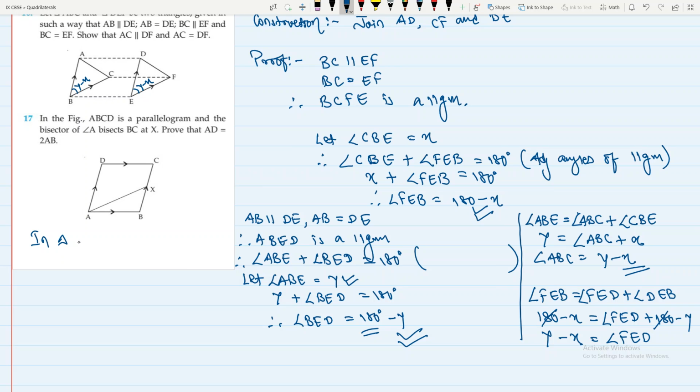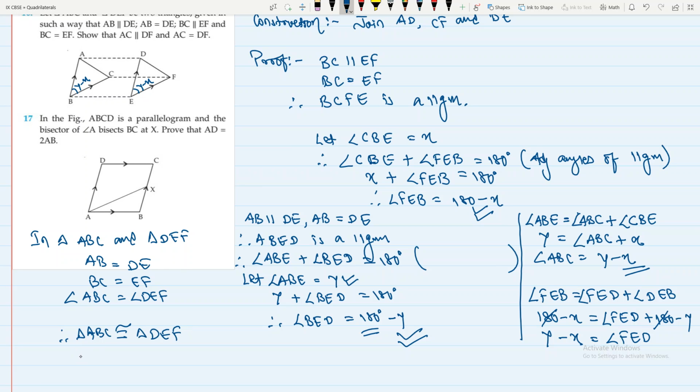So congruency के लिए in triangle ABC and triangle DEF, AB is equal to DE, BC is equal to EF and angle ABC is equal to angle DEF, क्योंकि दोनों y minus x है. Therefore triangle ABC is congruent to triangle DEF by SAS, and therefore we can say that AC is equal to DF.